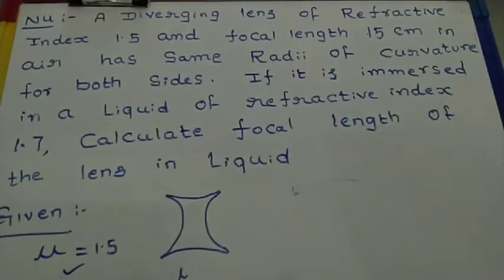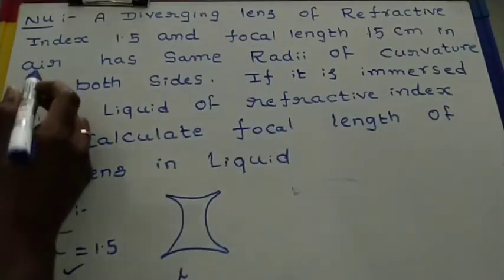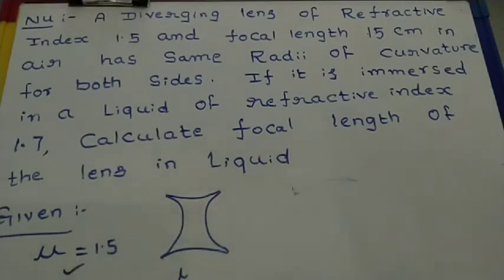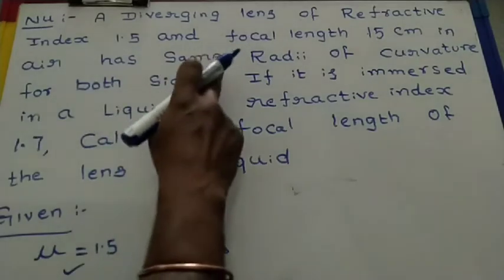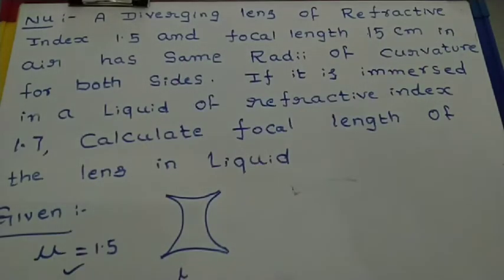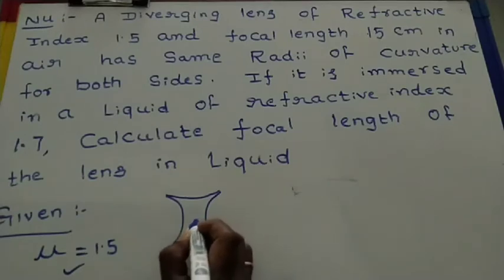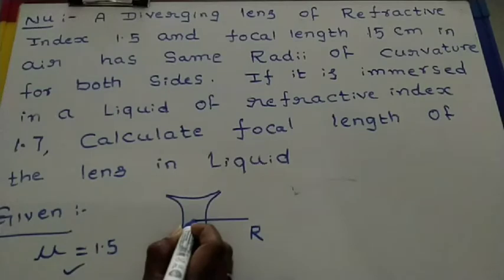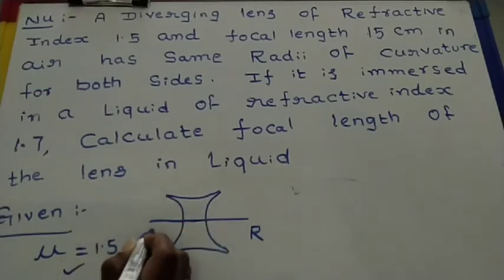Now, the focal length is 15 centimeters in air. Where is it? In the air. What is the focal length? 15 centimeters. Okay. It has the same radius of curvature for both sides. That means from here to here, radius of curvature; from here to here, radius of curvature. Both are the same.